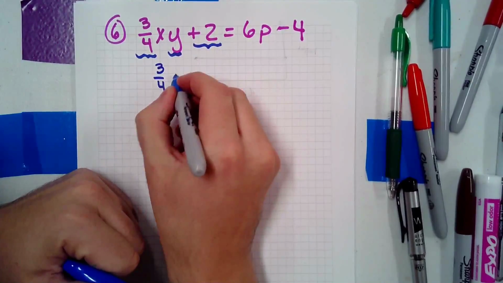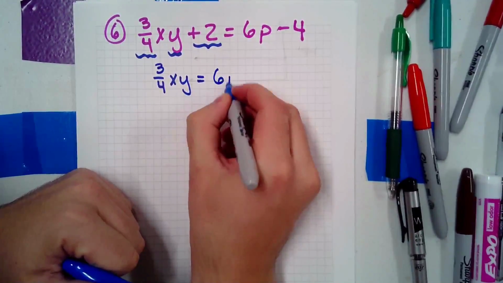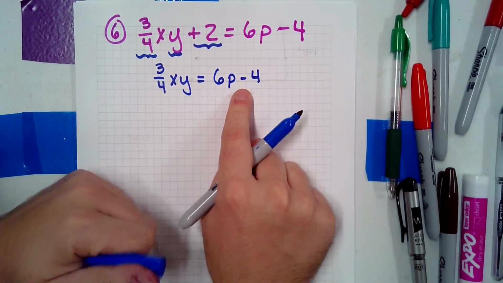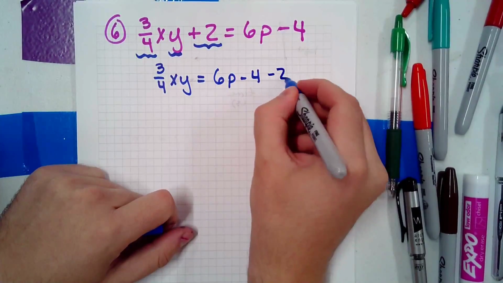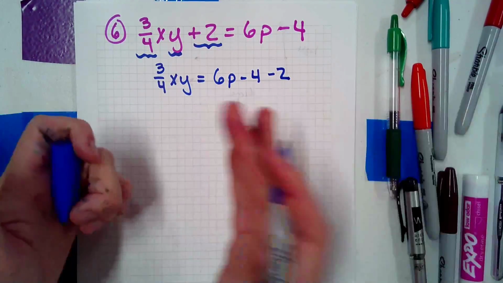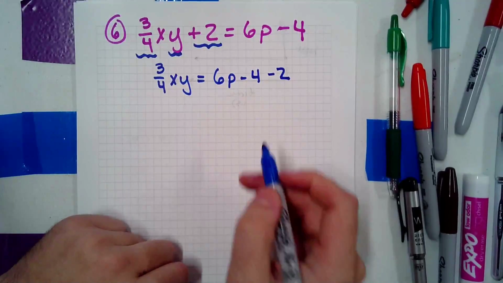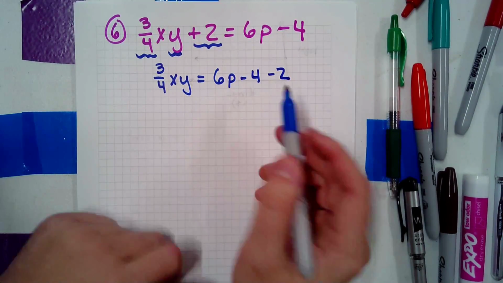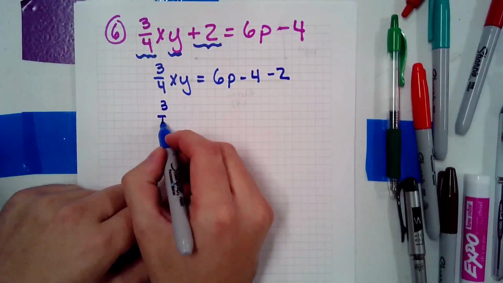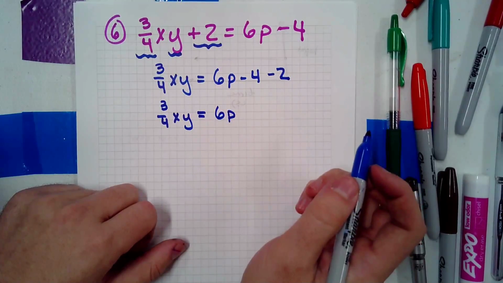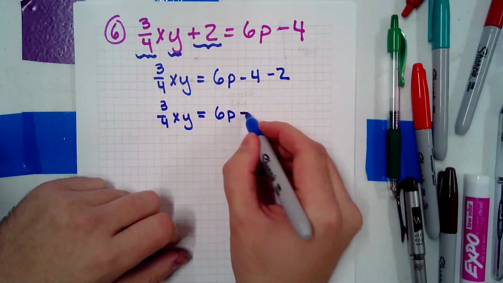And we get 3/4 XY equals 6P minus 4, because that's already there, so write it. And then we move the 2 over by subtraction, so a -2. There's a more condensed way to write this. Instead of subtracting 4 and then subtracting 2 later, we just subtract 6 all at once. That's why those like terms combine. That's all it means when we say combine like terms: do everything at once instead of individually.